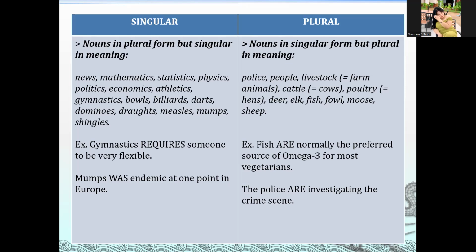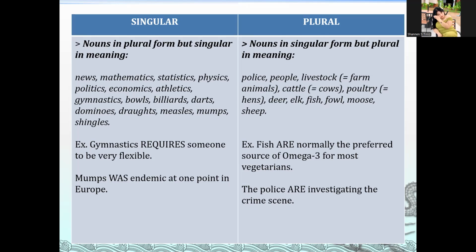So we also have yung kabaliktaran naman. There are nouns that are in singular form but plural in meaning. Walang S, pero they are considered as a unit. Police, people, livestock. Livestock means farm animals, sheep, goats, whatever. Cattle, it pertains to the whole herd of cows.